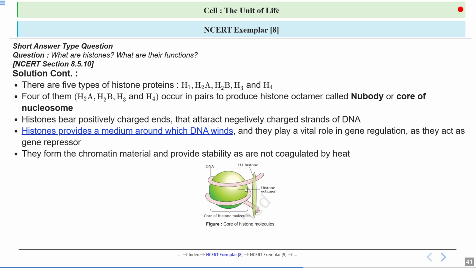So this is the structure of the histone, you can see here. And the 2-meter-long DNA becomes so small that it can be present inside the nucleus. It becomes a highly coiled structure due to the presence of these nucleosomes, right?